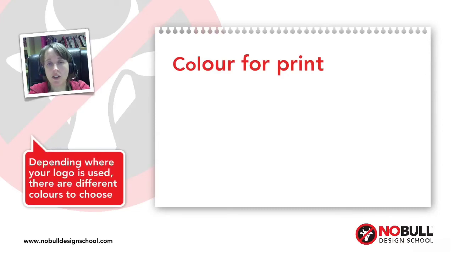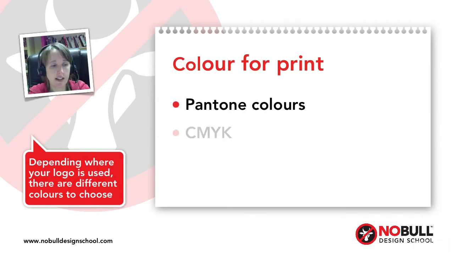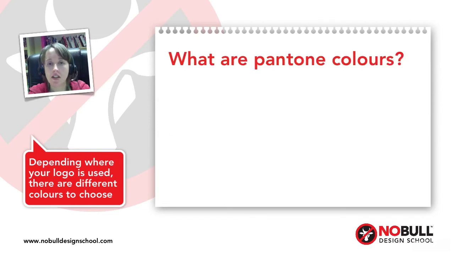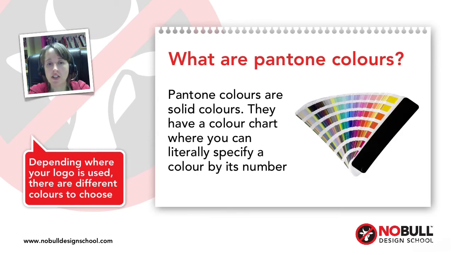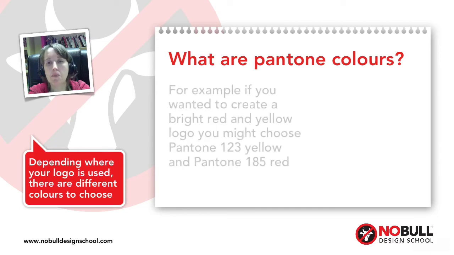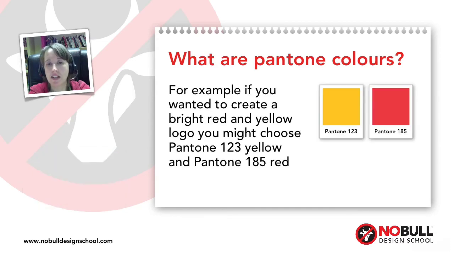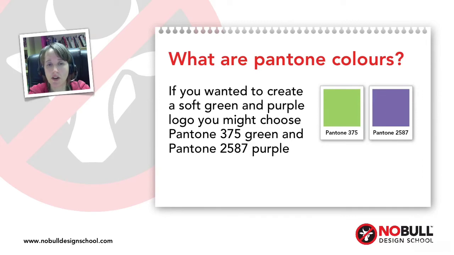If you're creating a logo that's going to be used for print, you have a couple of options. You can either use Pantone colours or CMYK colours. Now Pantone colours are solid colours. They have a colour chart where you can literally specify a colour by its number. So for example, say you wanted to create a bright red and yellow logo. You could choose perhaps Pantone 123 yellow and Pantone 185 red. Or if you wanted a soft green and purple logo, you could choose 375 green and Pantone 2587 purple.